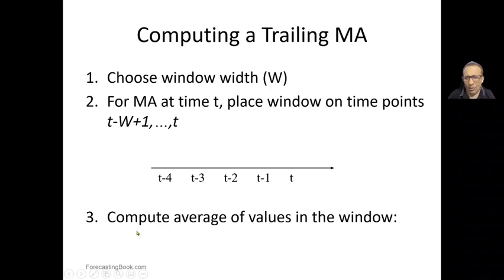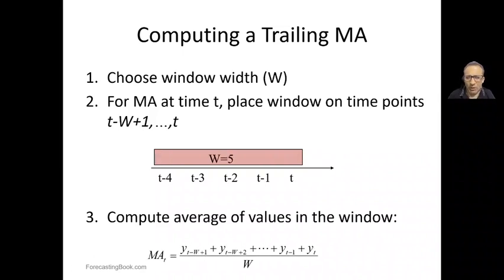The third step is to compute the average of the values in the window. So that is what we do: compute the average of this window equal to 5. In letters, the moving average at time t equals y at times t minus w plus 1, and so on, depending on the window, t minus 4, t minus 3, t minus 2, up until t, and this is divided by w. As t increases, this moving average is also going to increase in time, and that is a trailing moving average.